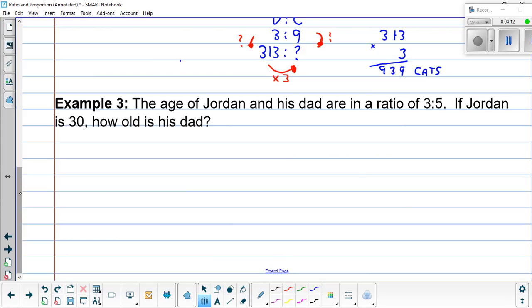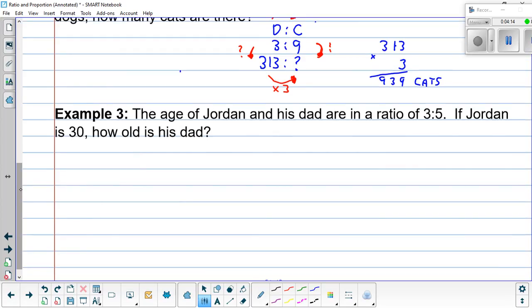So lastly, last example: the ages of Jordan, so J for Jordan, and his dad, we'll call him D, are in a ratio of 3 to 5. So 3 to 5. If Jordan is 30, how old is his dad?